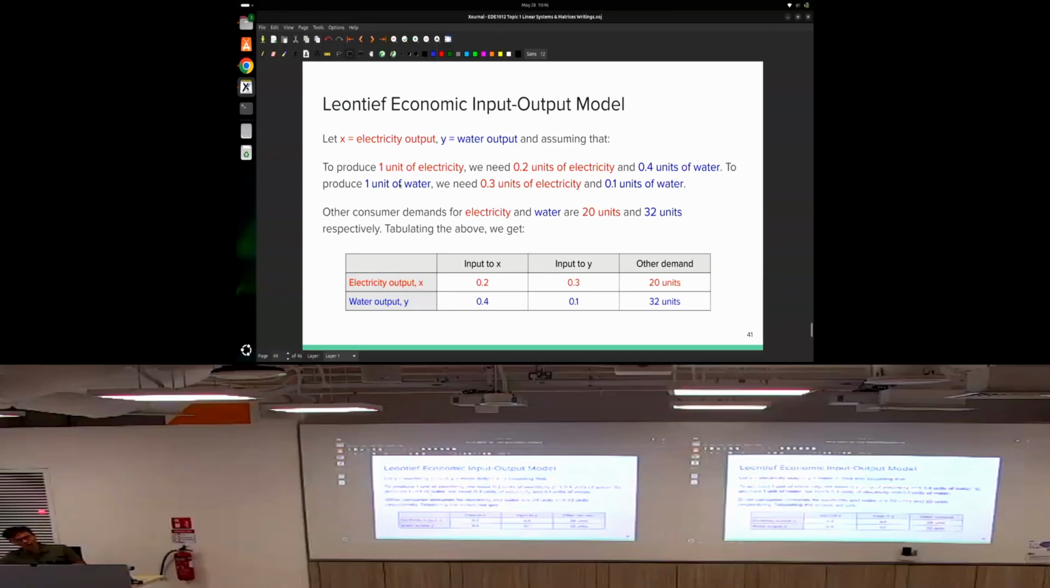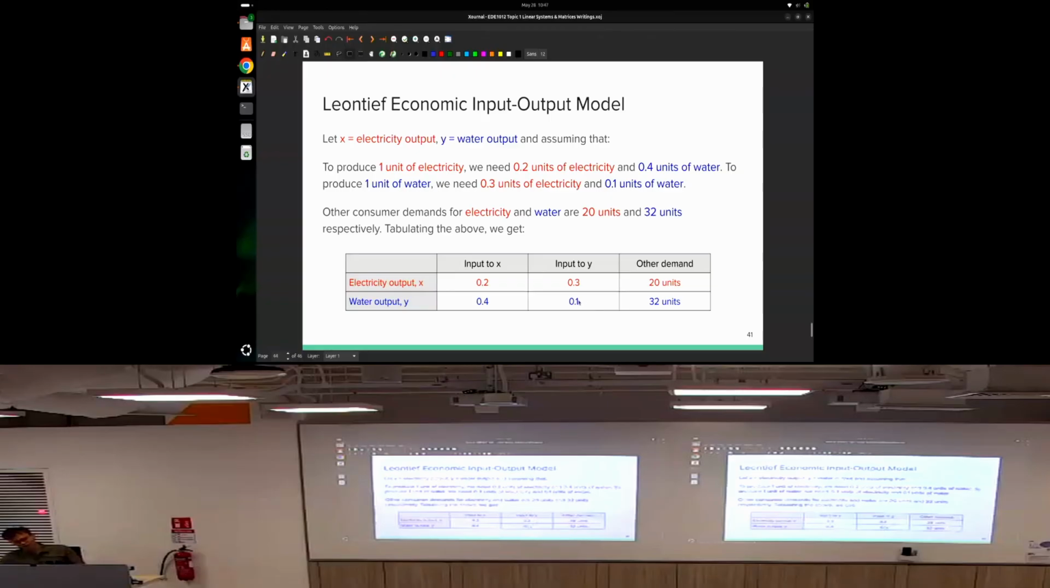Okay, so for 1 unit of water, let's say you need 0.3 units of electricity and 0.1 units of water. So you can see the 0.3 appearing here as the input to Y, because Y is your water. So you need 0.3 units of electricity. Then the water output is Y, so you need 0.4 units of water. That's here. But you also need 0.1 units of water, let's say to wash the plant and whatnot.